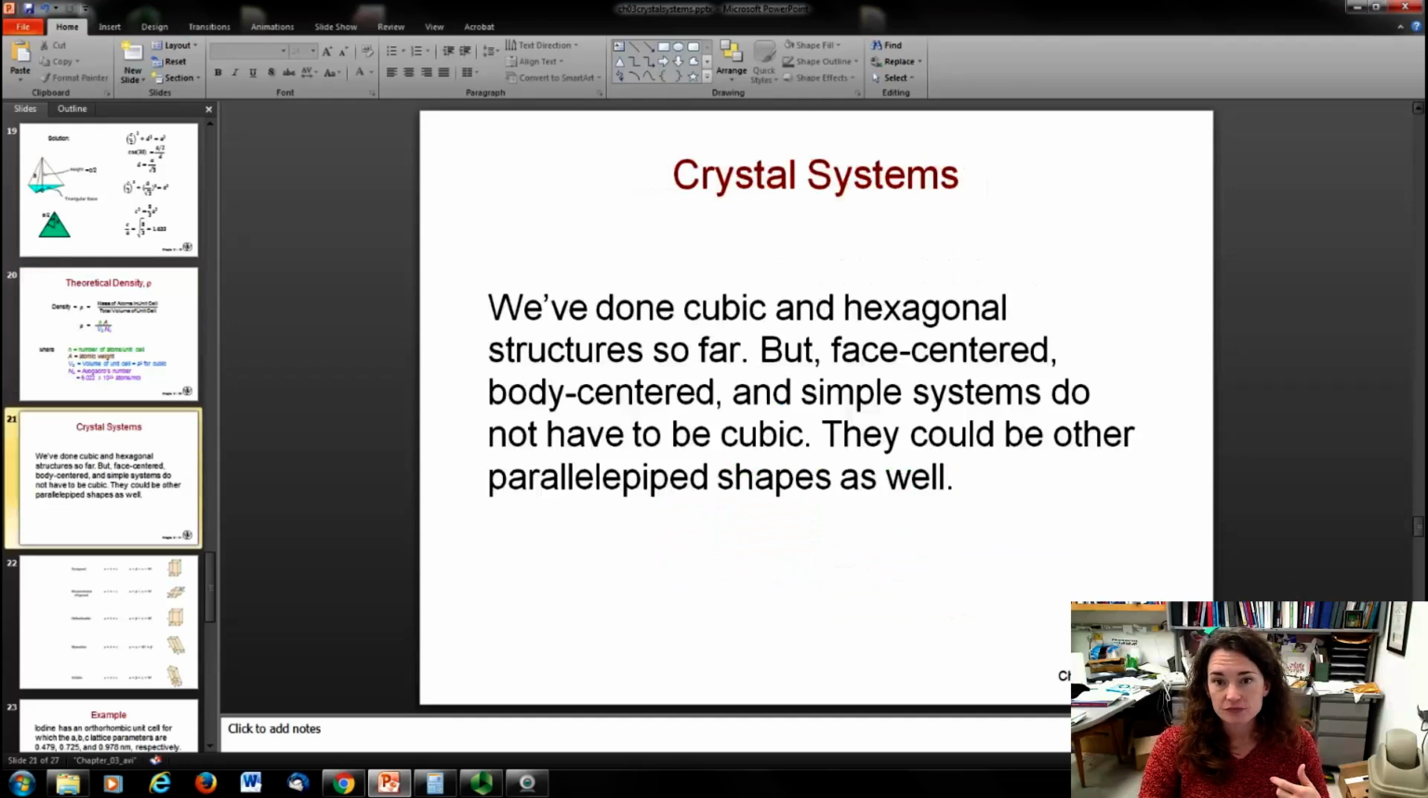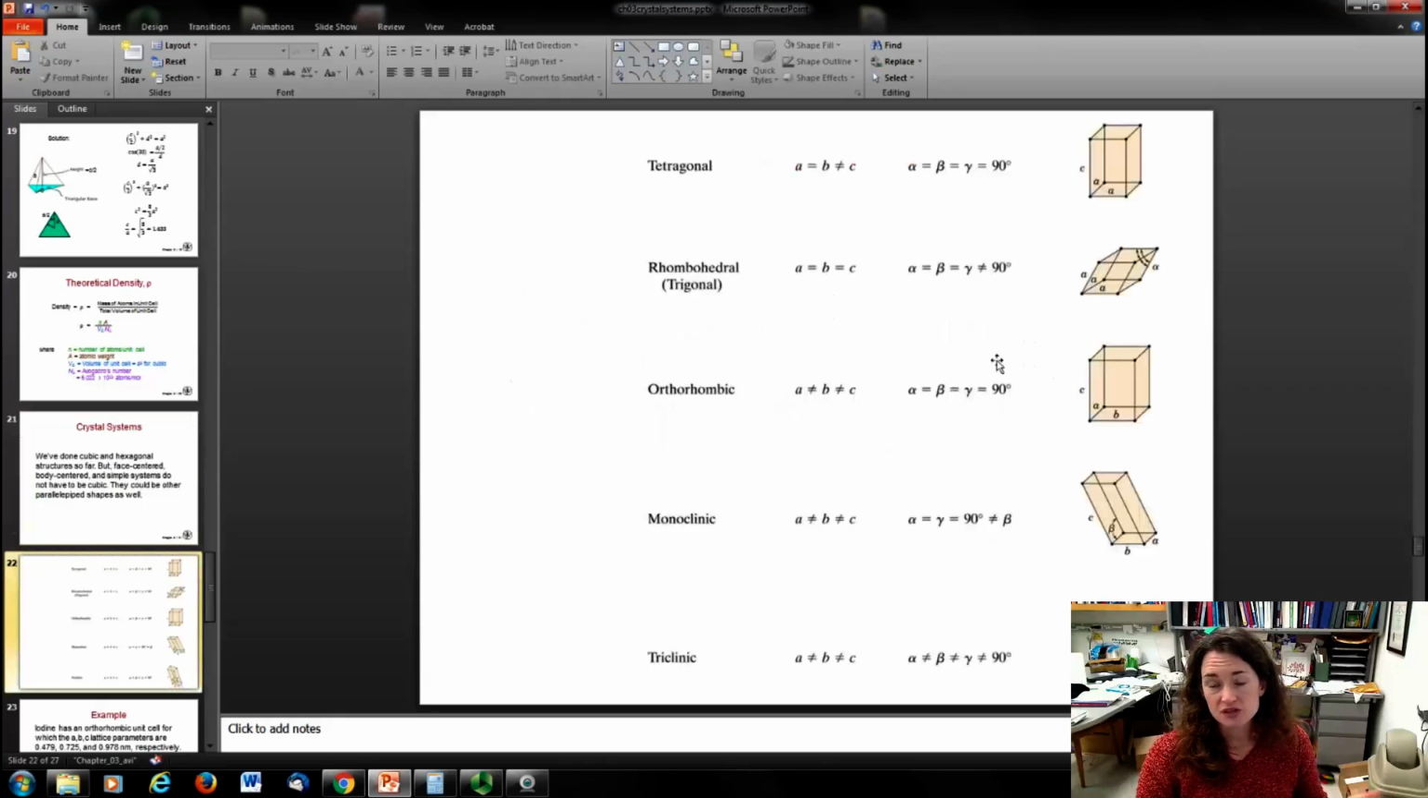Okay. Now we've done cubic and hexagonal structures so far, but face-centered, body-centered, and simple systems don't have to be cubic, okay? They could be other parallelepiped shapes as well. And this often happens, especially if instead of just a single type of atom in your crystalline structure, you have some blend or alloy, then you're going to get more complex looking structures.